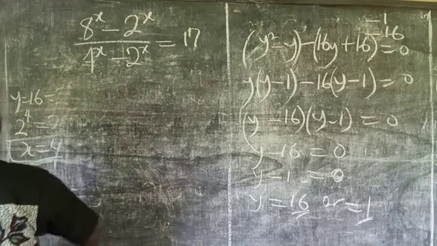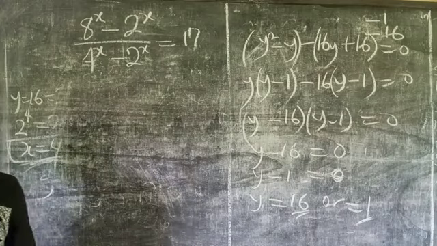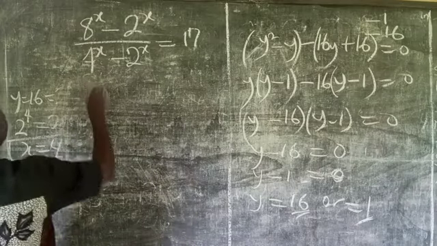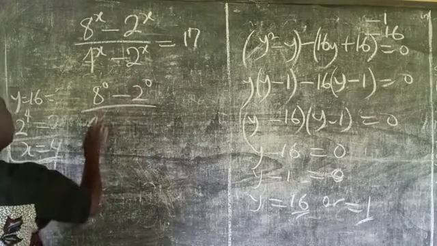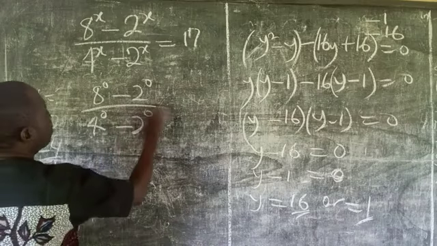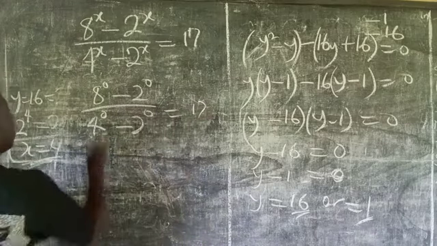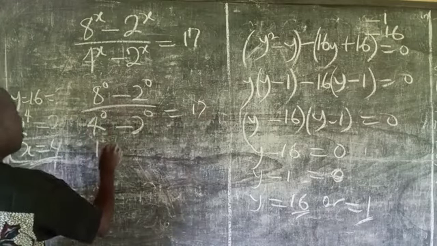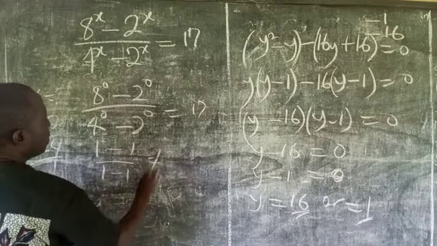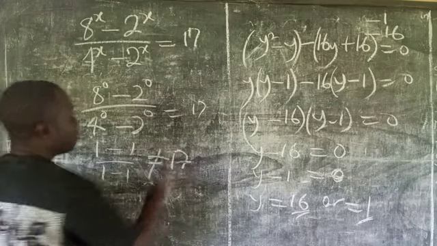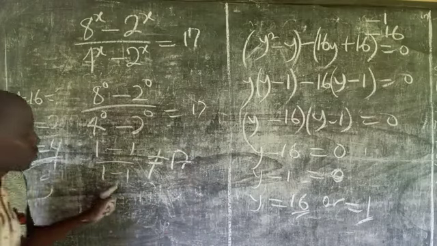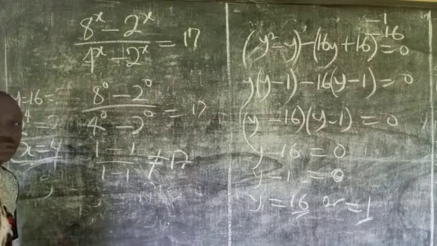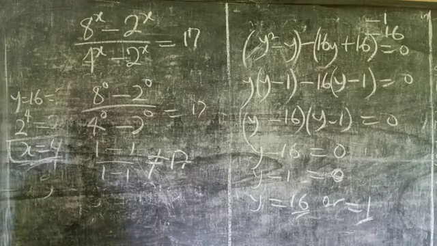In the place of s, we're going to put 0 first. So 8 raised to power 0 minus 2 raised to power 0, all over 4 raised to power 0 minus 2 raised to power 0, equals 17. Anything raised to power 0 is 1, so 1 minus 1 all over 1 minus 1, definitely not equal to 17. That is to say, the value s equals 0 is extraneous. It's not part of the values applicable to this equation.